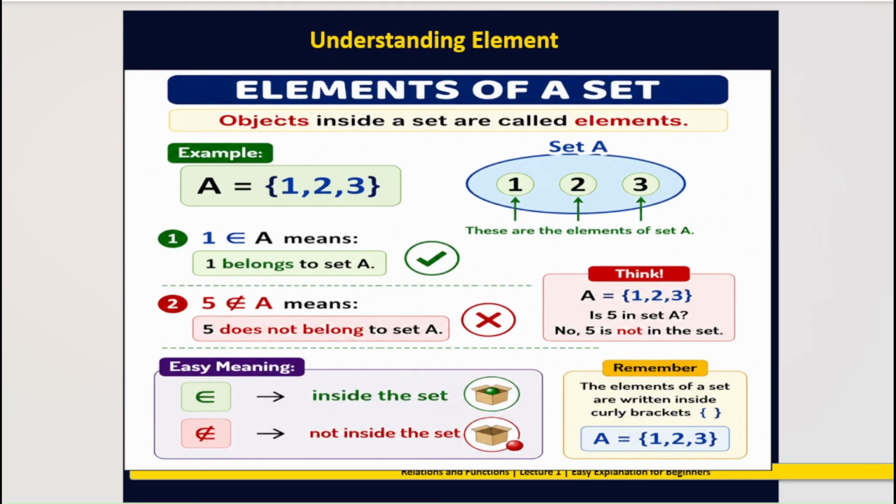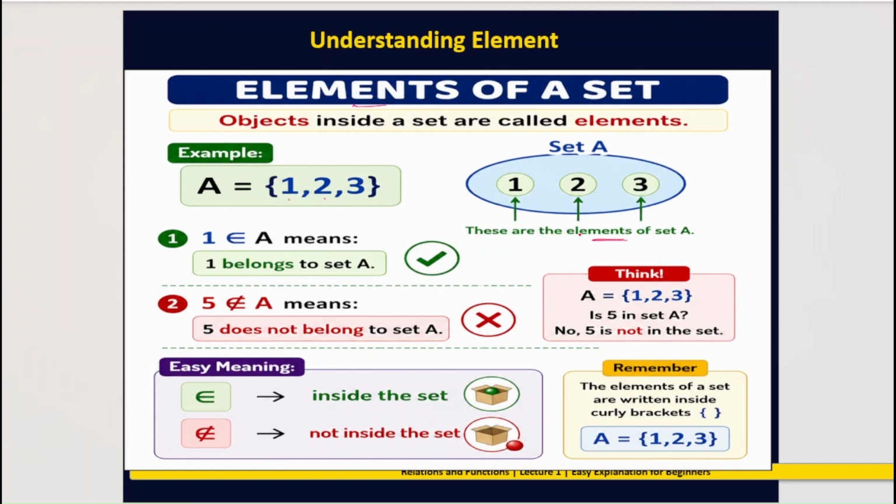The next definition is the element of a set. Objects inside a set are called elements. As I told you on the previous slide, these 1, 2, 3 are known as the elements, or they are also known as the objects. So 1, 2 and 3 are the elements of set A.